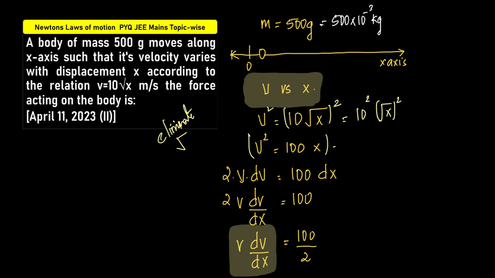Now, if we differentiate this equation with respect to x, what do we get? The derivative of v square will be 2v dv, and 100x would be 100 dx. Now, if we bring dx to the other side, to the LHS, what we get is 2v into dv by dx is equal to 100, and therefore we can say that v into dv by dx is equal to 100 by 2, which is equal to 50, right?